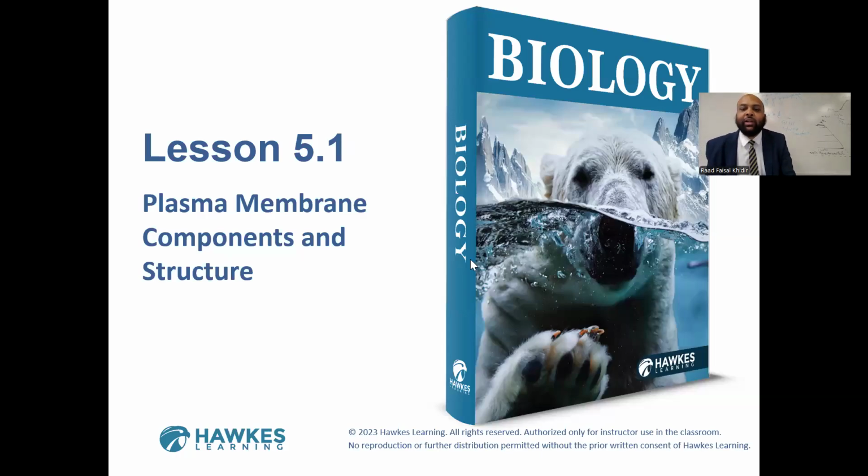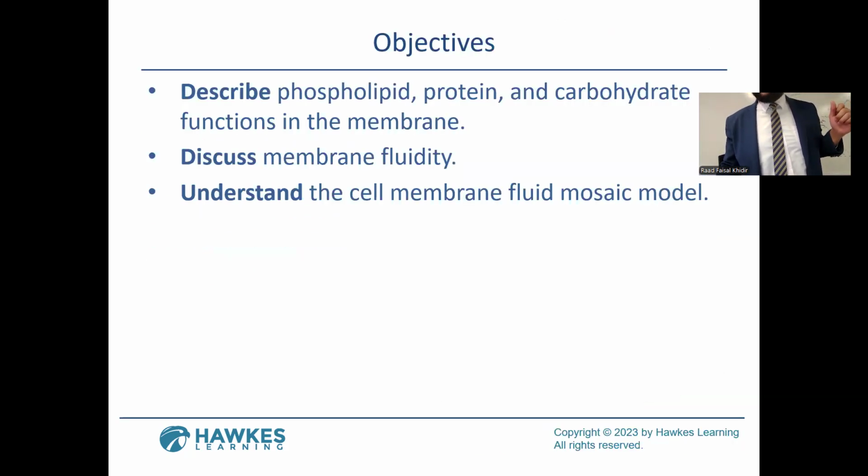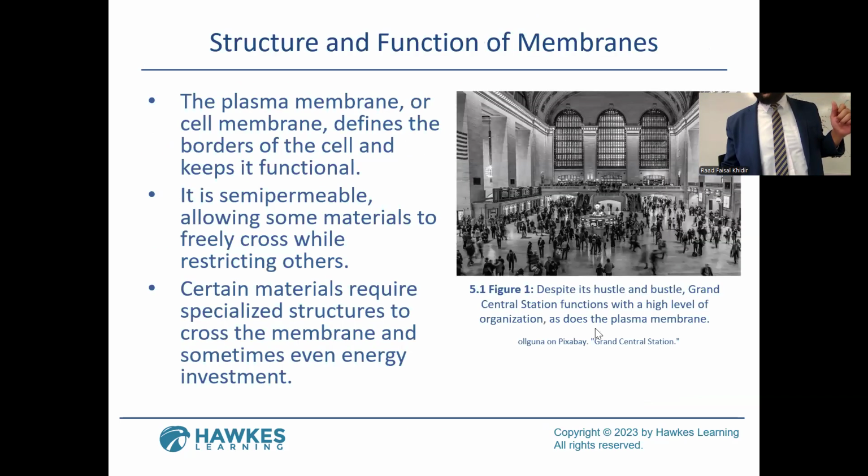Okay, guys, so now we're going to do 5.1, and that is the plasma membrane components and structure. We alluded to that already. We said the plasma membrane is the fence that surrounds our cell and is a selective barrier. So it allows some stuff to go in and prevents others from entering.